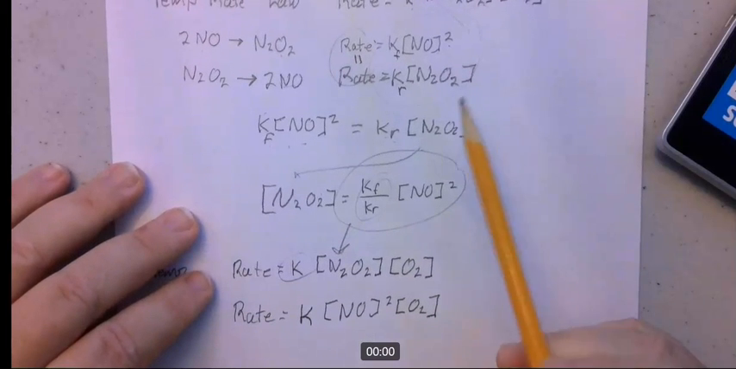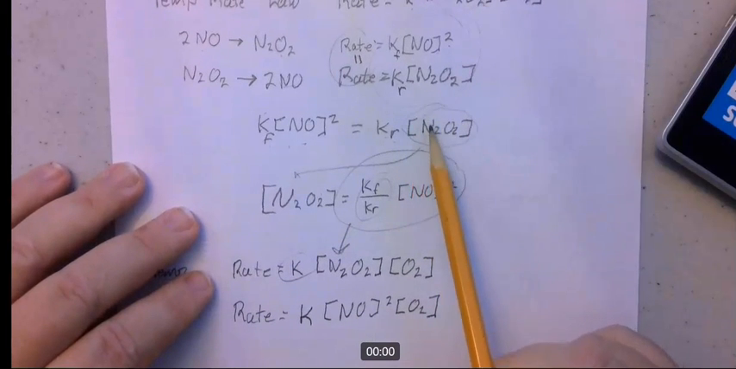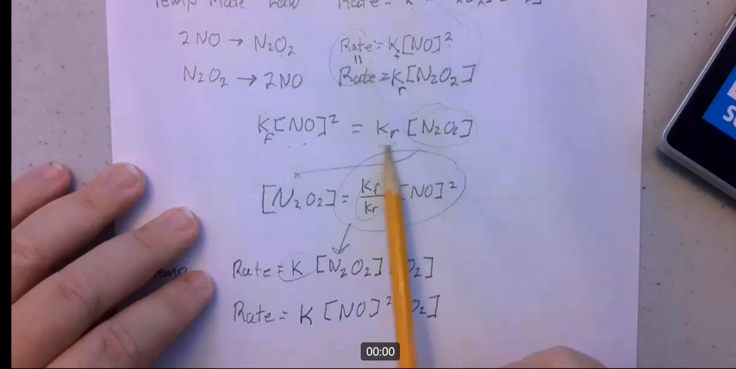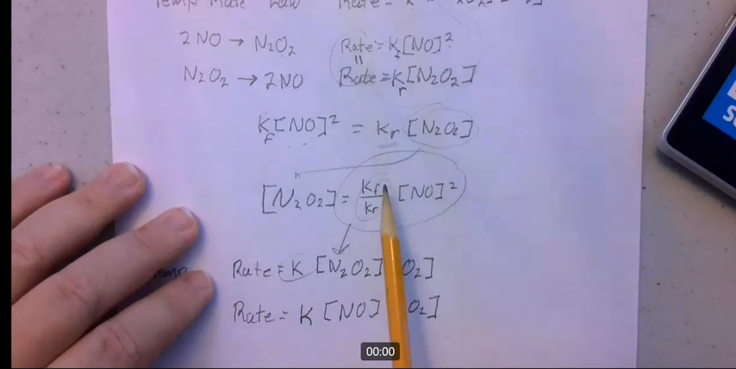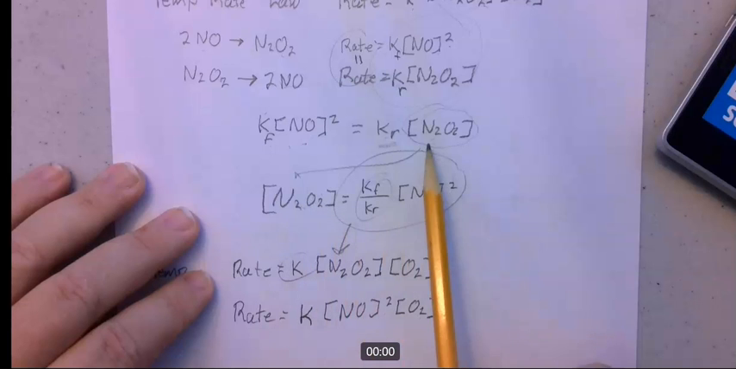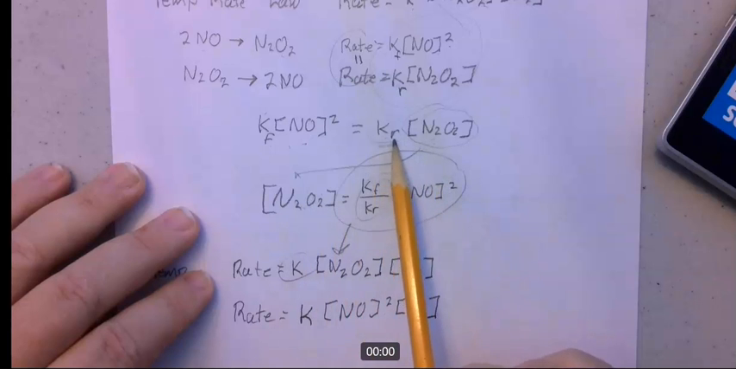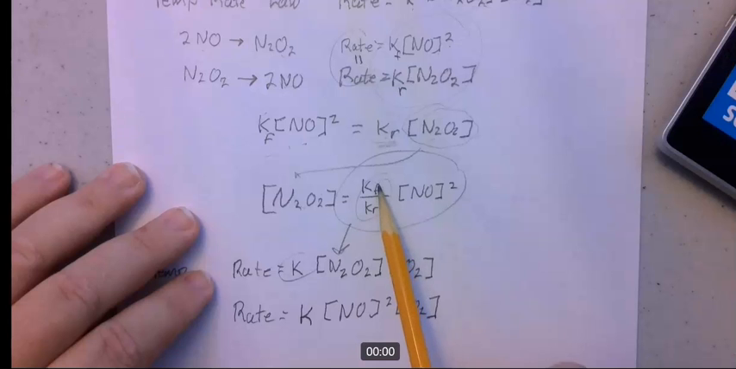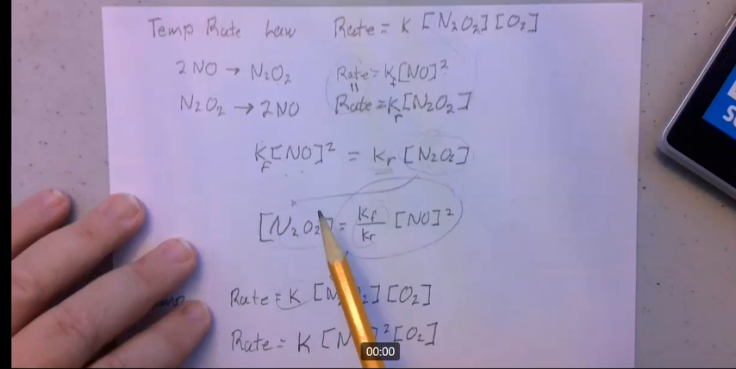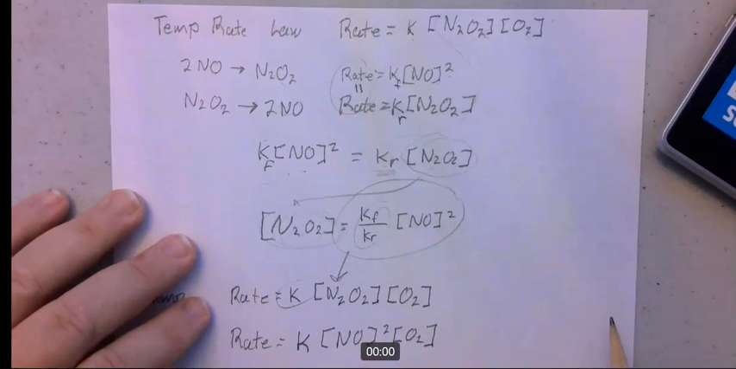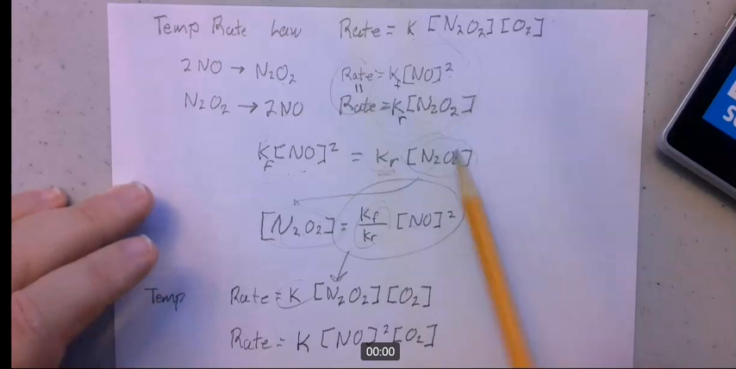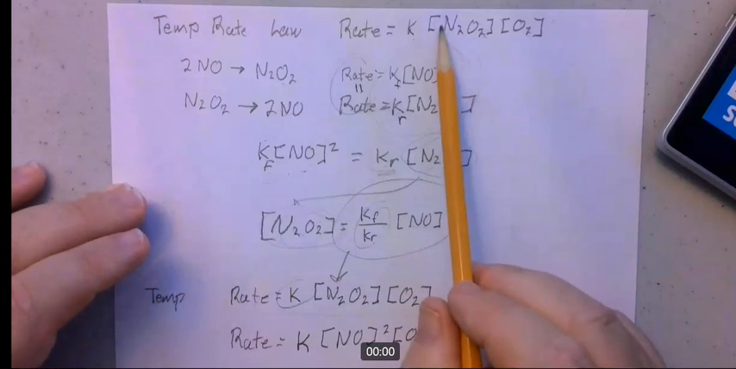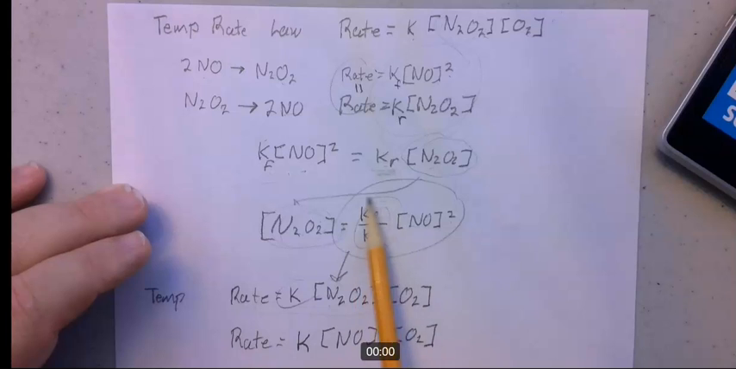Now what we're going to do is solve for N2O2 simply by dividing both sides by k reverse. So if you come over here, I move the N2O2 over to the left side, but what I did is divide both sides by kR. So now you have kF over kR times NO squared equals N2O2. So now you can substitute this in the temporary rate law. The temporary rate law is the one I wrote up at the top. And now you can substitute all of this in for this.